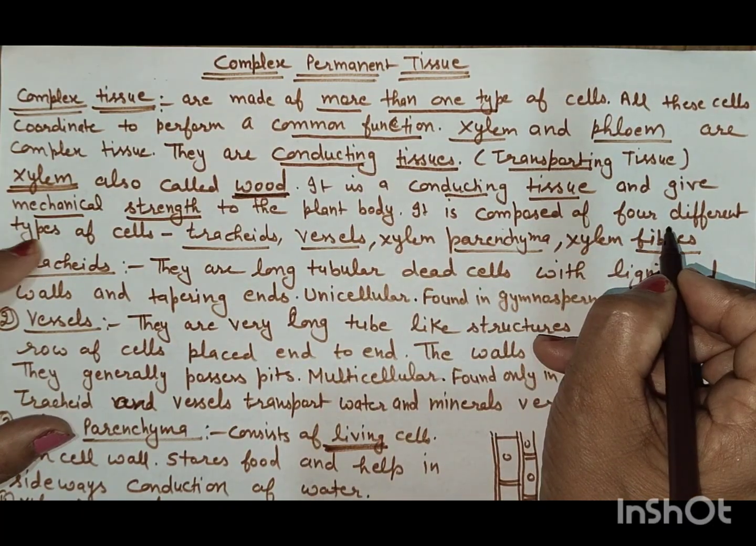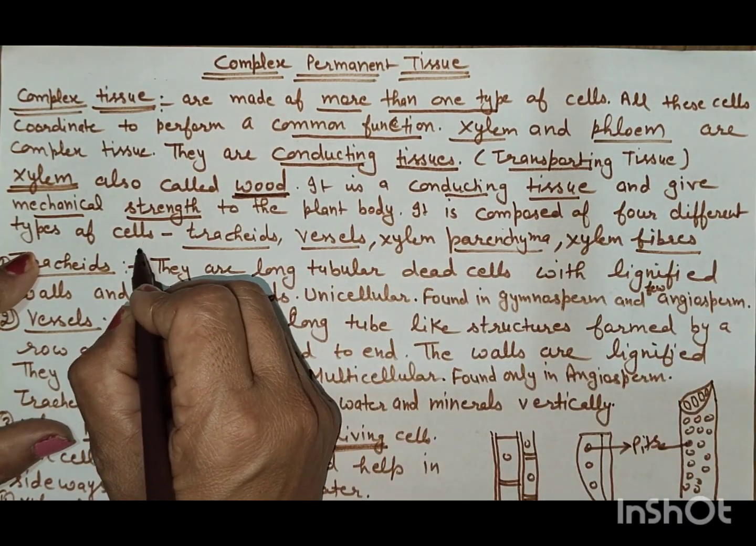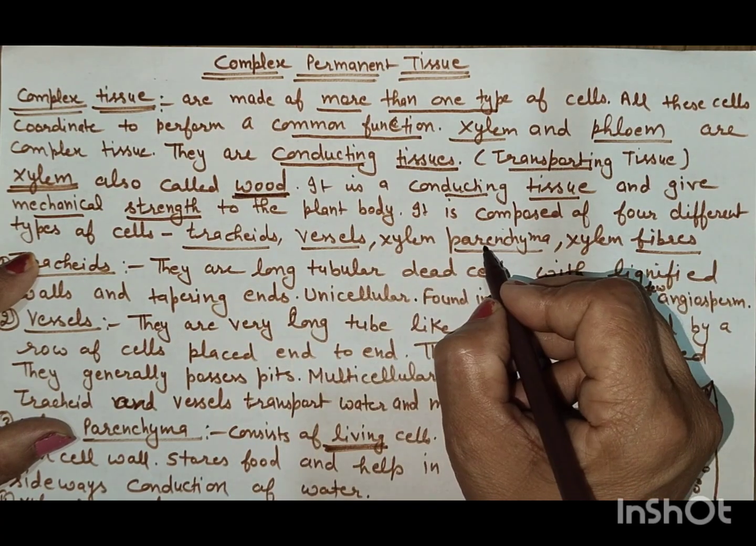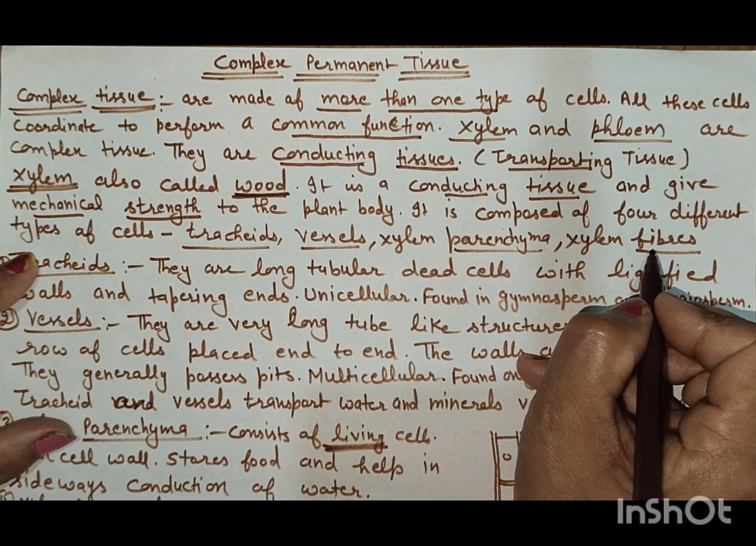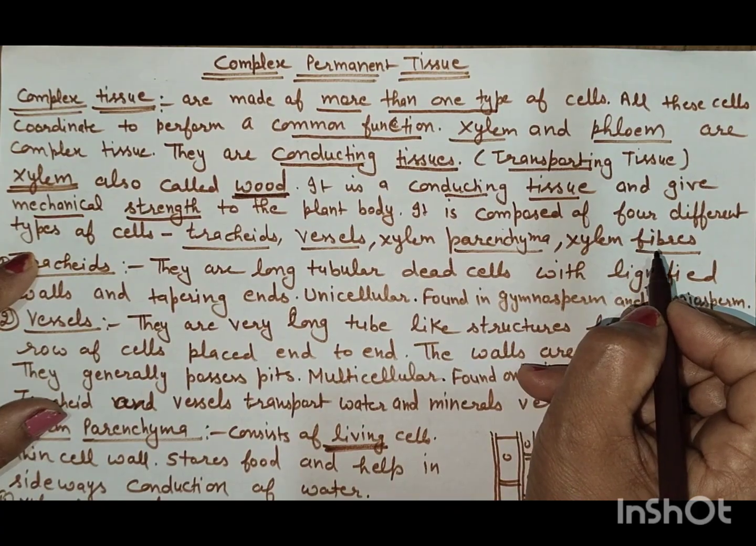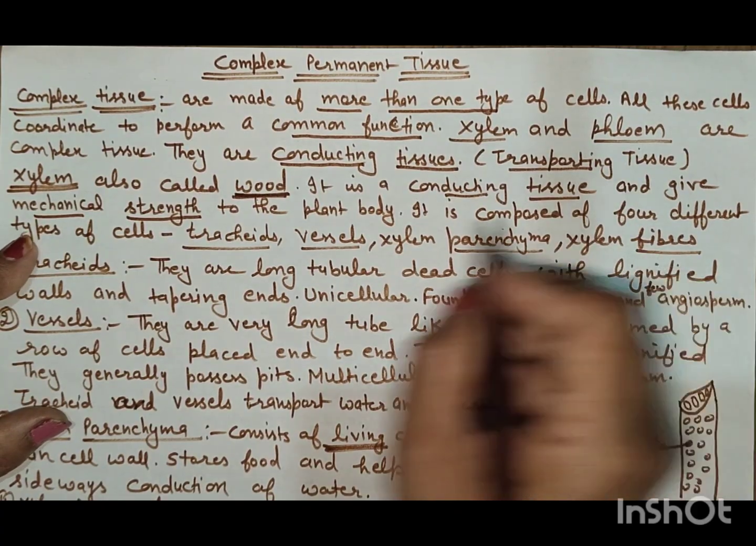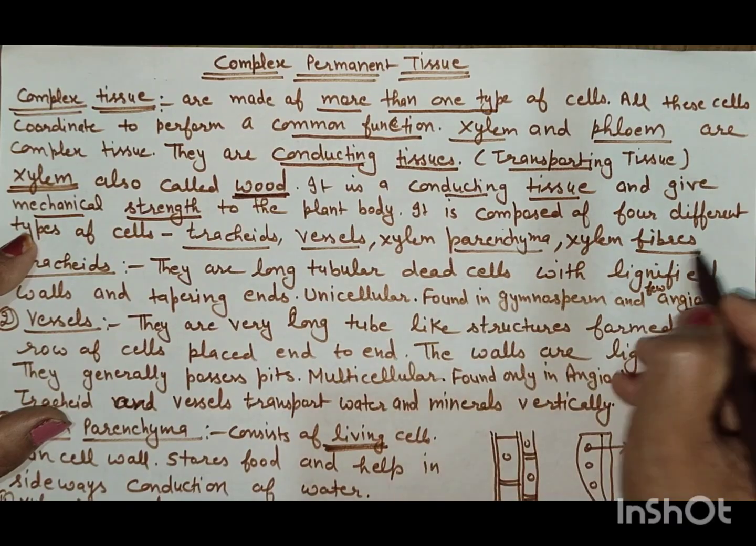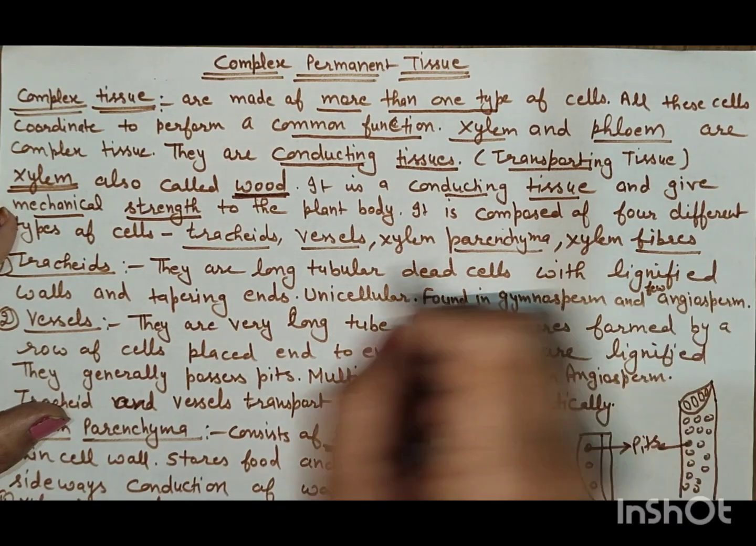Xylem is composed of four different types of cells: tracheids, vessels, xylem parenchyma, and xylem fibers.